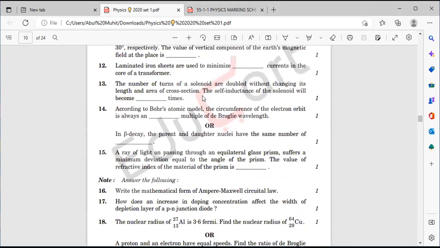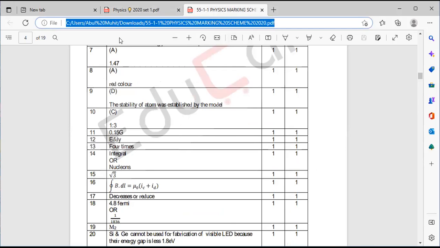The 14th question says, according to Bohr's atomic model, the circumference of the electron orbit is always an integral multiple of de Broglie's wavelength. Means it is an integral multiple, no? This is an integral multiple.